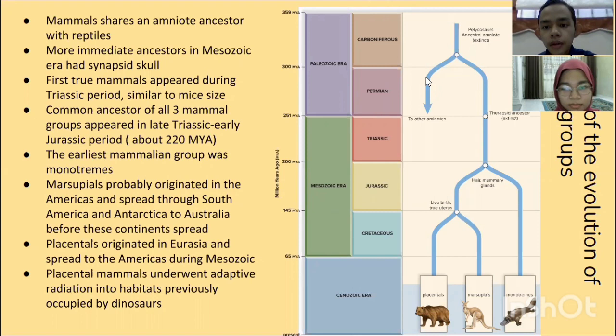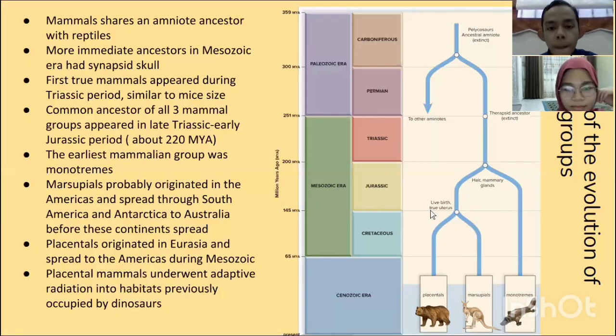So you can see here that it developed into the other amniotes, and the other evolved into the pteropsid ancestor that we can see here. Only three lineages of mammals exist on the earth nowadays, which are the placentals, the marsupials, and also the monotremes.